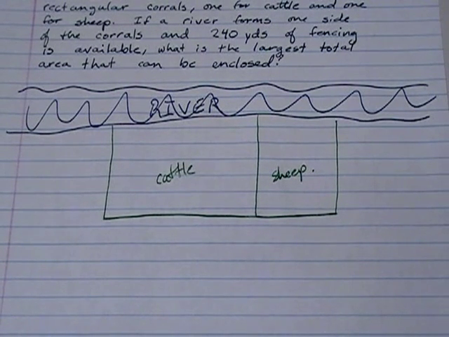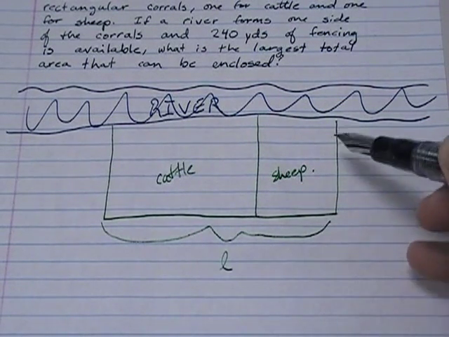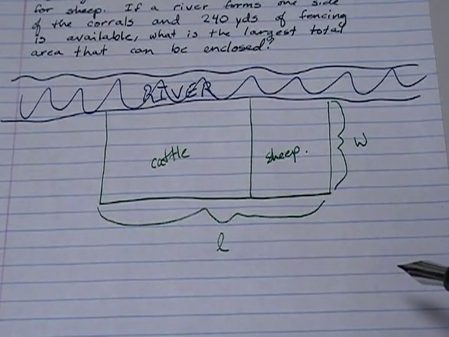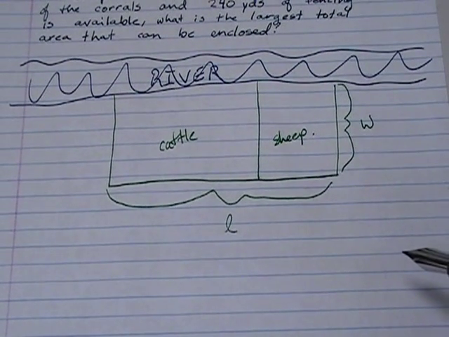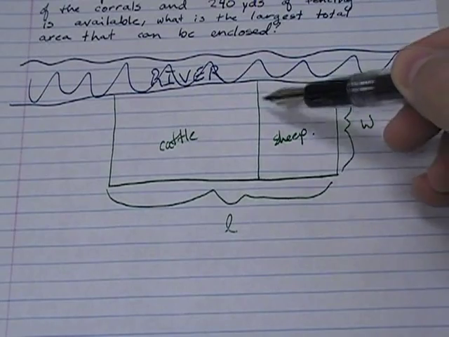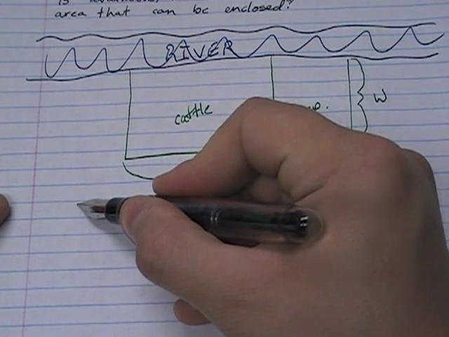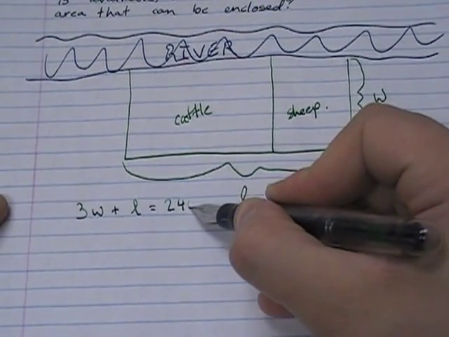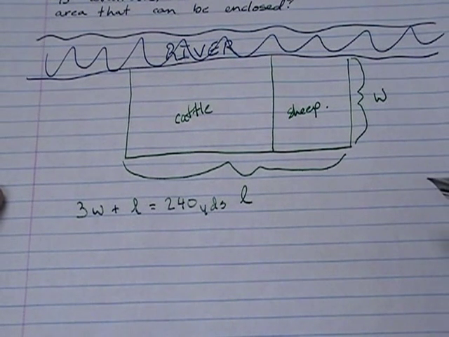What do we know? Well, here's what I know. I'm going to call this side here the length, and I'm going to call this side here the width. And what I know is there is a total of 240 yards of fencing available. And if I look, this distance and this distance are all equal. So I'm going to write an equation: 3W plus L equals 240 yards.